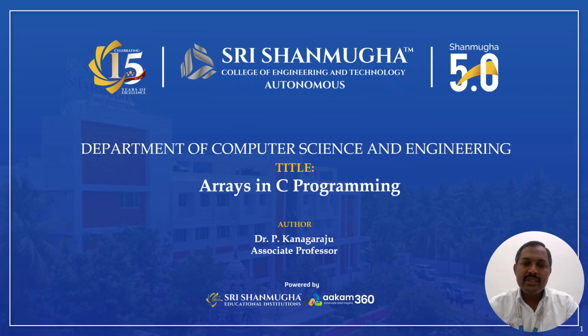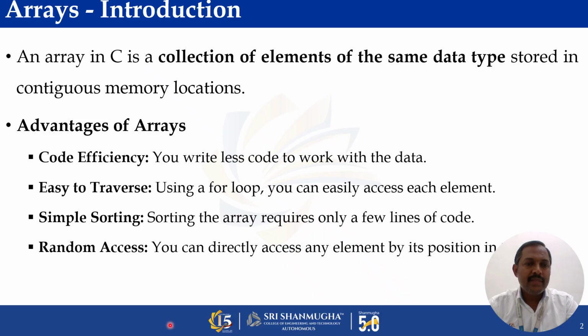Now we are going to discuss a concept in C programming called arrays. So what is an array? An array in C is a collection of elements of the same data type stored in contiguous memory locations. Suppose you want to store multiple elements of the same data type, simply we can use an array. Within a single variable we can store multiple elements of the same type. Those elements are stored in contiguous memory locations.